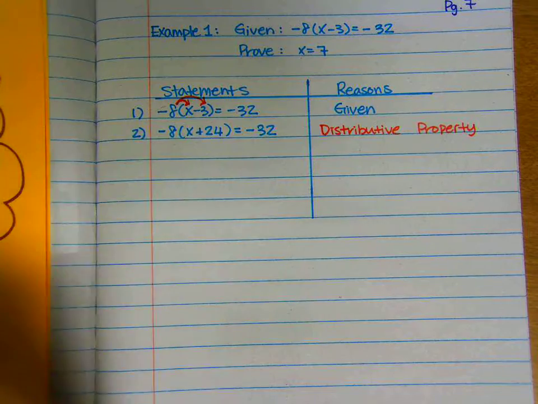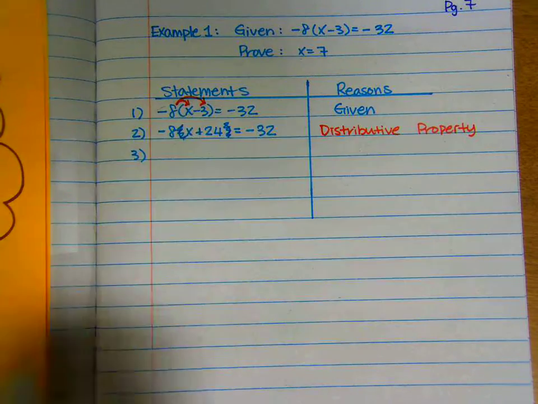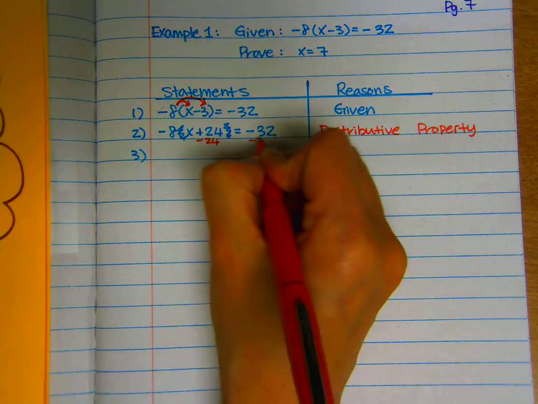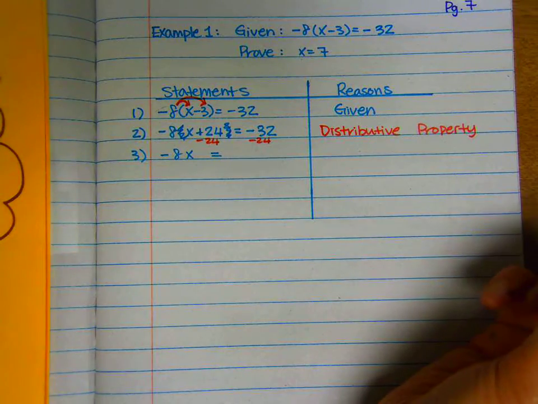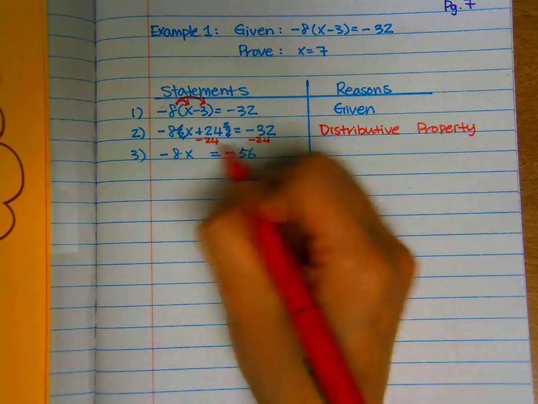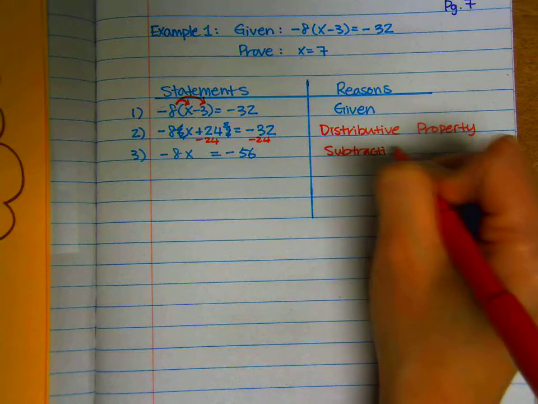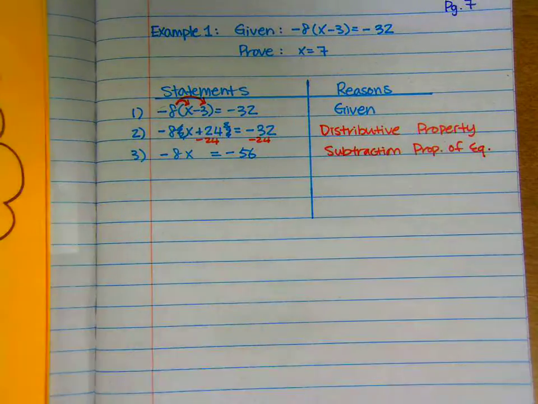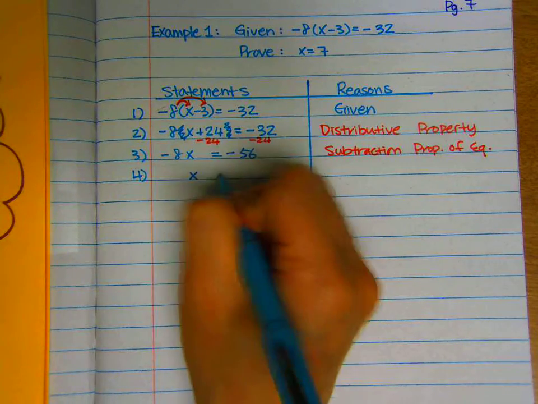Then third step, erase the parentheses. We need to subtract 24 on both sides. So we subtract 24, subtract 24. It's negative 8x is equal to negative 56. So what I did here, I can say, is the subtraction property of equality.